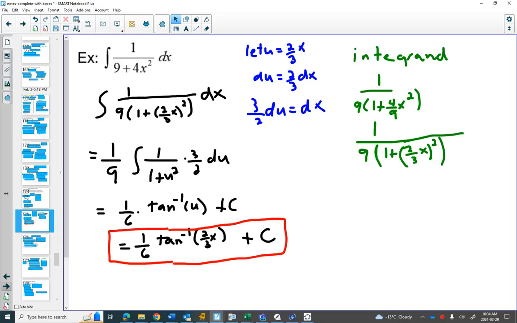it looks like that. So first of all, we recognized that this looked a lot like or similar to a 1 plus x squared on the bottom, but it wasn't perfect. So we manipulated, we factored, we rearranged until we got it to look like that after substitution, and then we could solve.